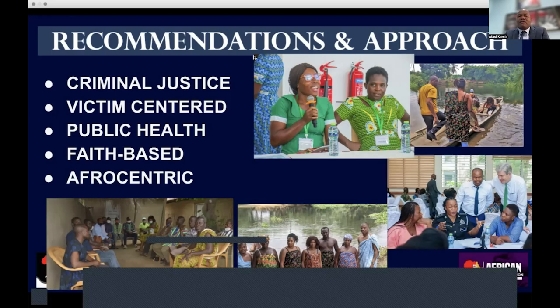One is the victim-centered approach, the public health approach. The public health approach simply focuses on the physical and mental issues that perpetrators have subjected survivors to. And this approach addresses the psychological issues and other trauma that survivors go through, which is very, very important.